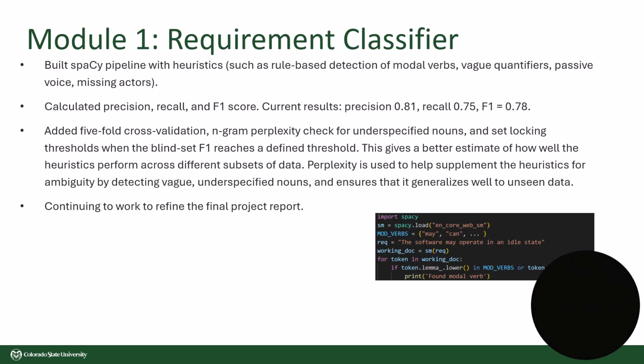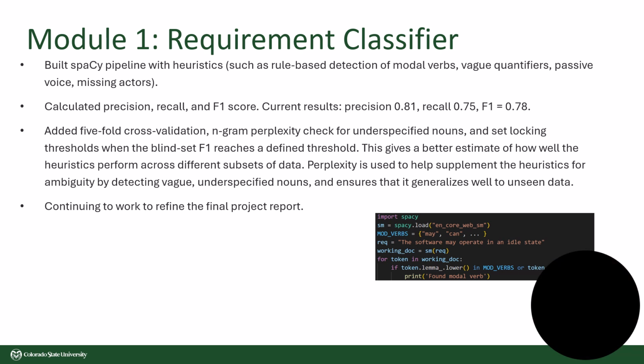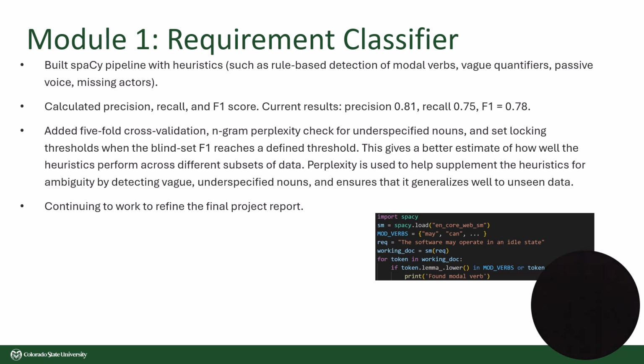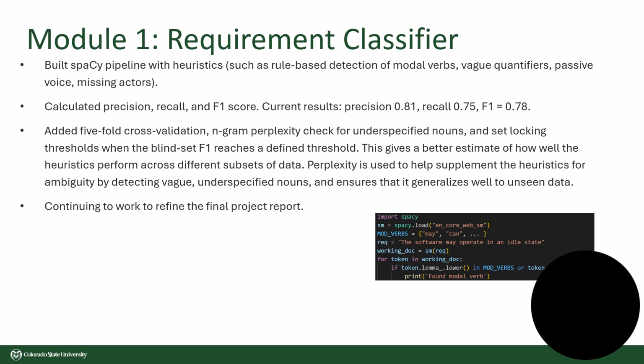The classifier is built using a spaCy pipeline with heuristics, which are rule-based detection. For instance, we can use modal verbs, which are verbs like can, may, should, rather than more rigorous verbs such as shall. That can be used to find whether a requirement is good or not.